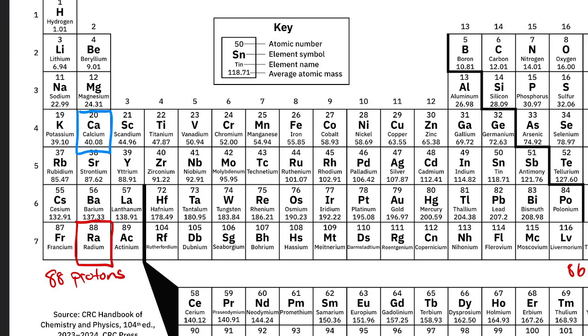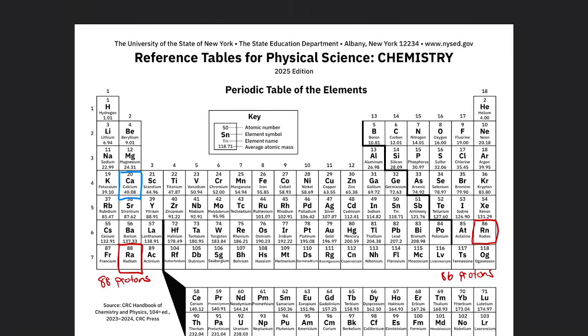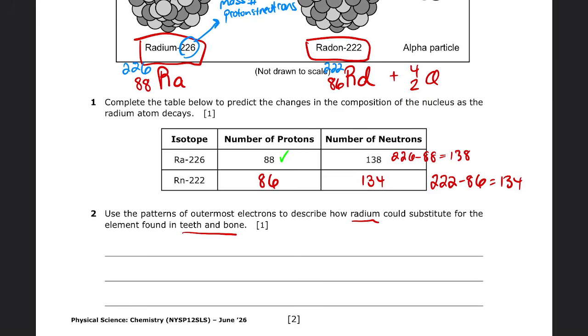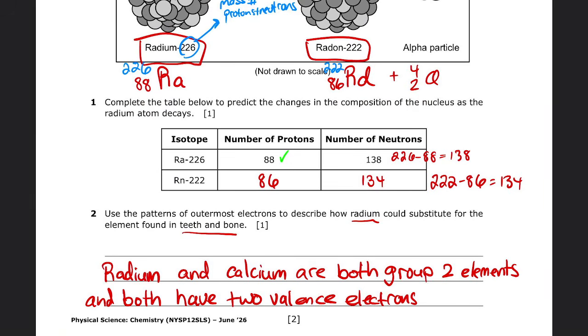And if we notice, both of them are in group 2. Being that they're both in group 2, they're both going to have 2 valence electrons. So this is the information that we need to know in order to answer this question. So for my answer, I'm going to state that radium and calcium are both group 2 elements, and they both have 2 valence electrons.